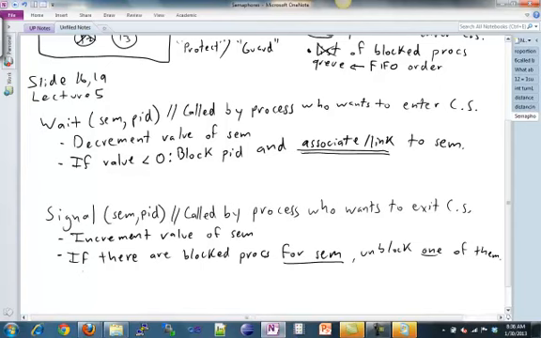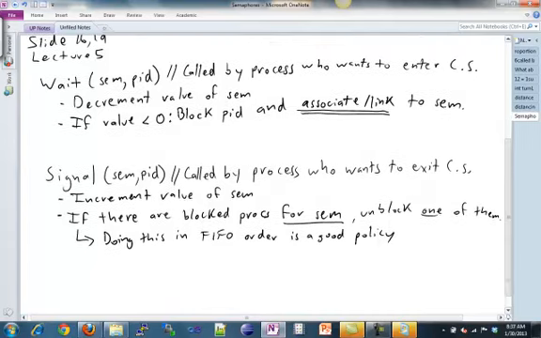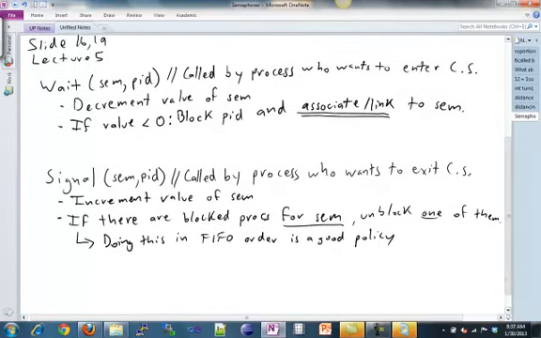Okay, and then just to reiterate, like I said, doing this unblocking in FIFO order is a good policy. And I think it's what we tell you to do in the assignment. Okay, so this is at a high level what wait and signal should be doing.